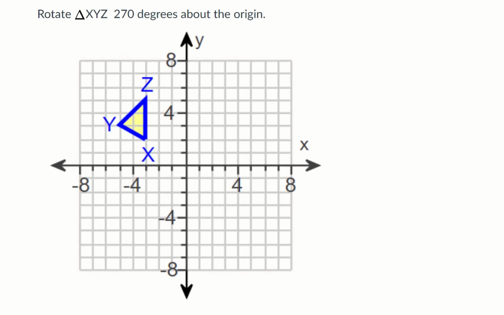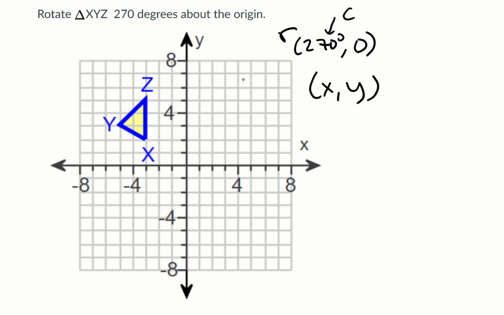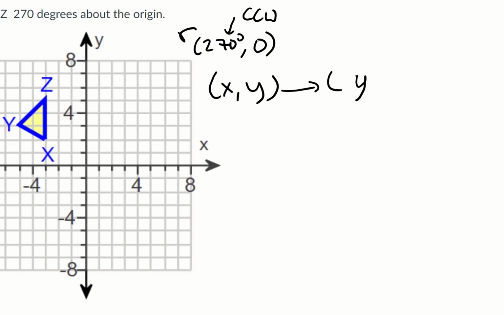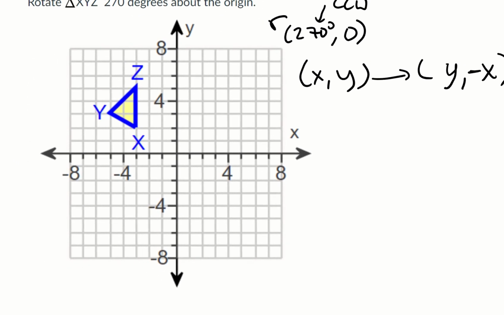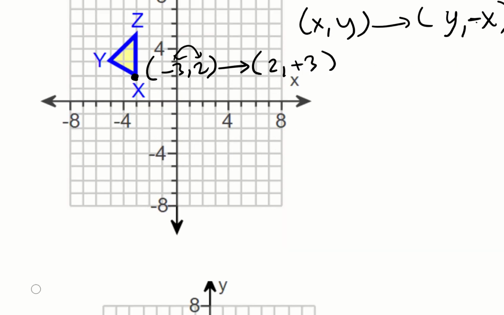Now we want to rotate this 270 degrees about the origin. The rule for that, remember, is if we want to rotate 270 degrees counterclockwise, they switch spots, but x is going to change in sign. The coordinates for this guy are negative 3, positive 2. If I transform that, we switch the spots here, and then the second number changes sign. There's a double negative here, so this becomes a positive. So X prime is 2, 3.